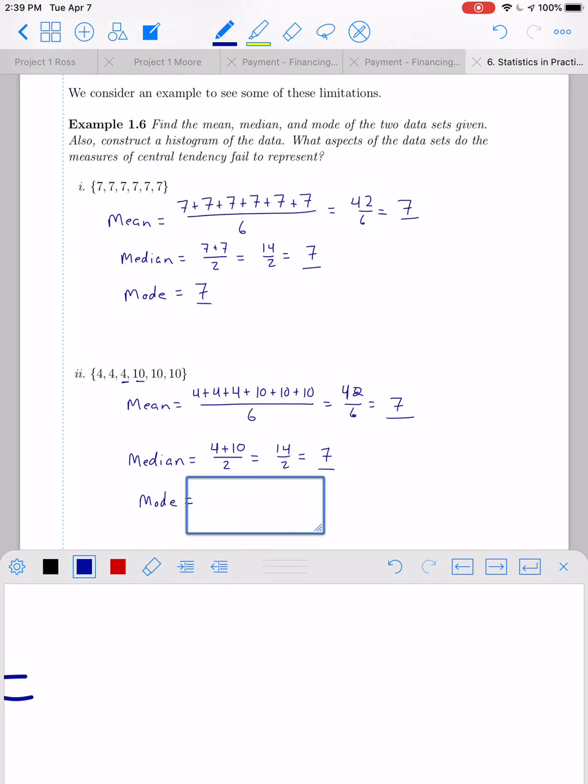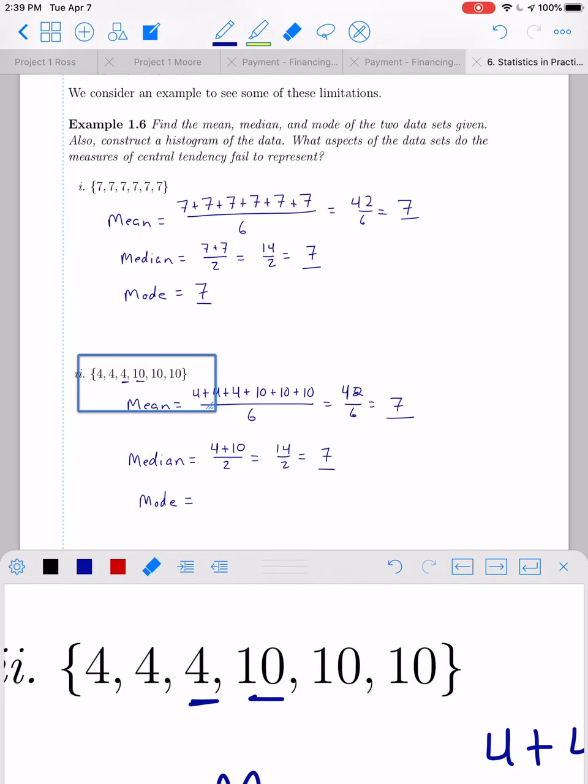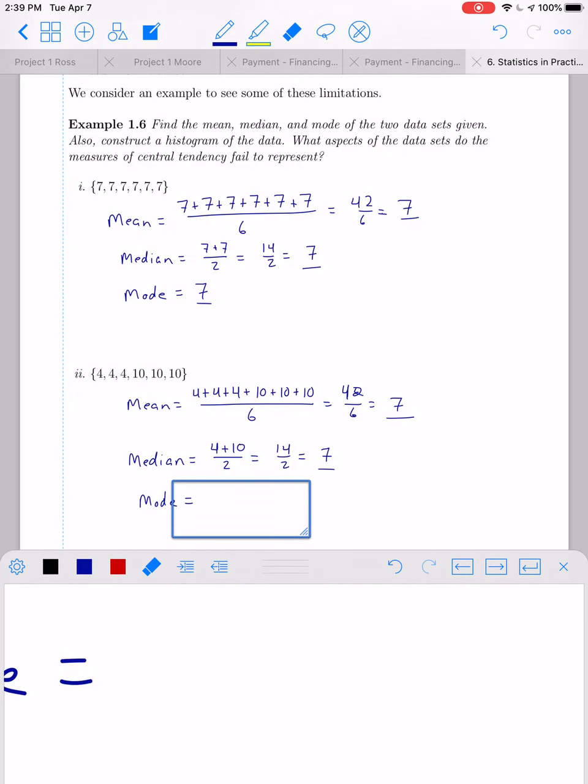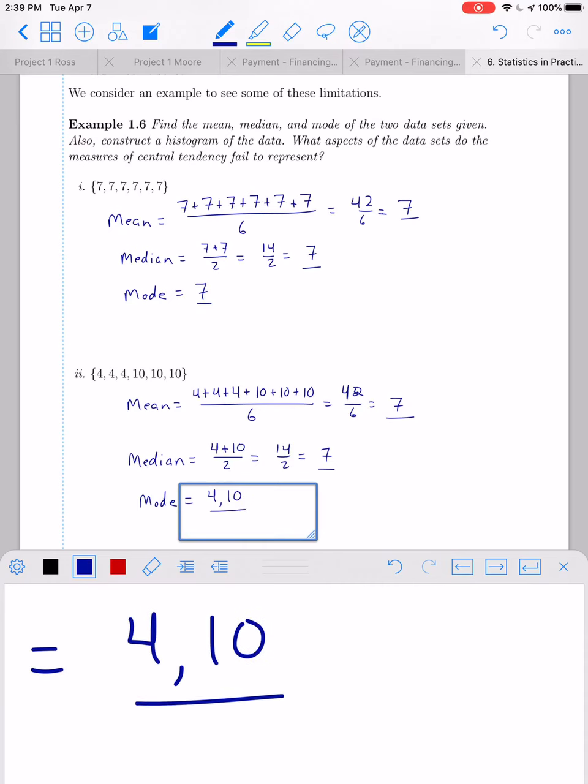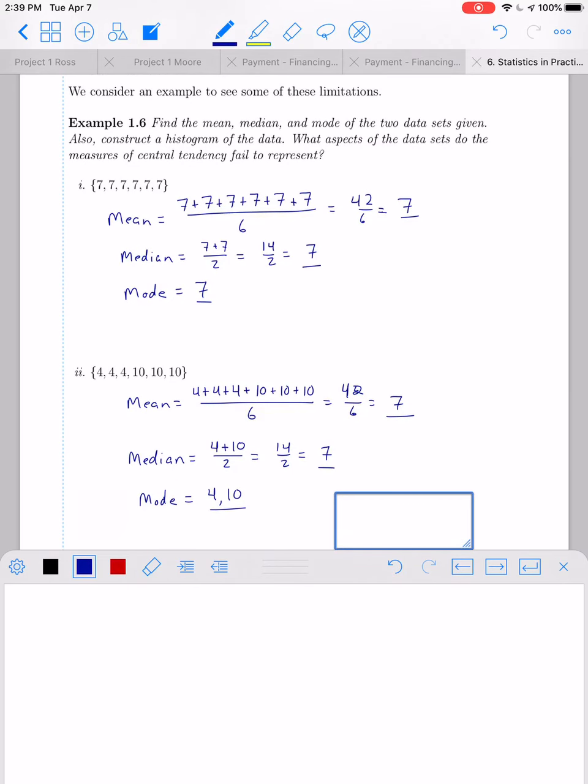The mode is actually different in this case. We've got 3 4s and 3 10s. There's a tie for the mode. It's 4 and 10. It goes to both of those. It wouldn't be until we calculated the mode that we realized that these two data sets might actually be different. Otherwise, mean and median could be pretty misleading as far as how these data sets are different. So measures of central tendency can only tell us so much. We need to get some idea of measuring how spread out data is.